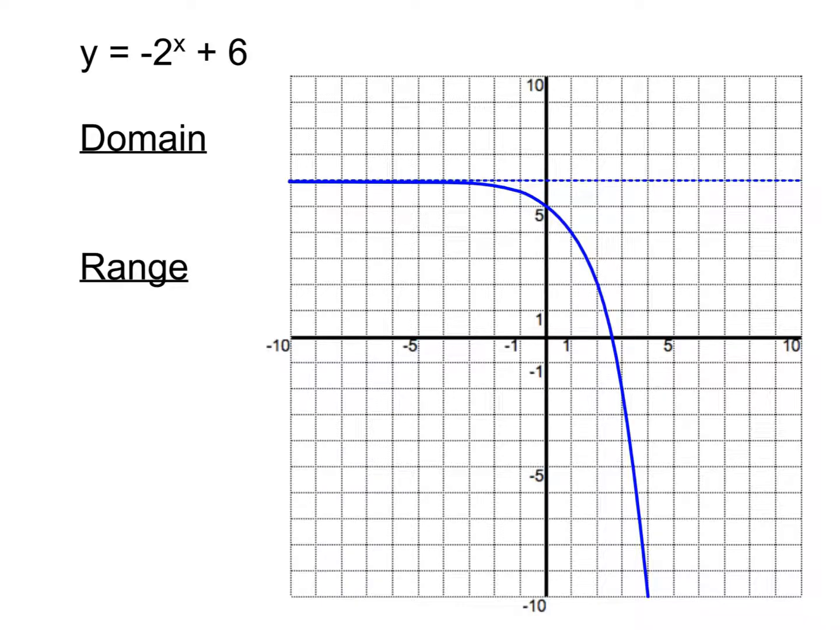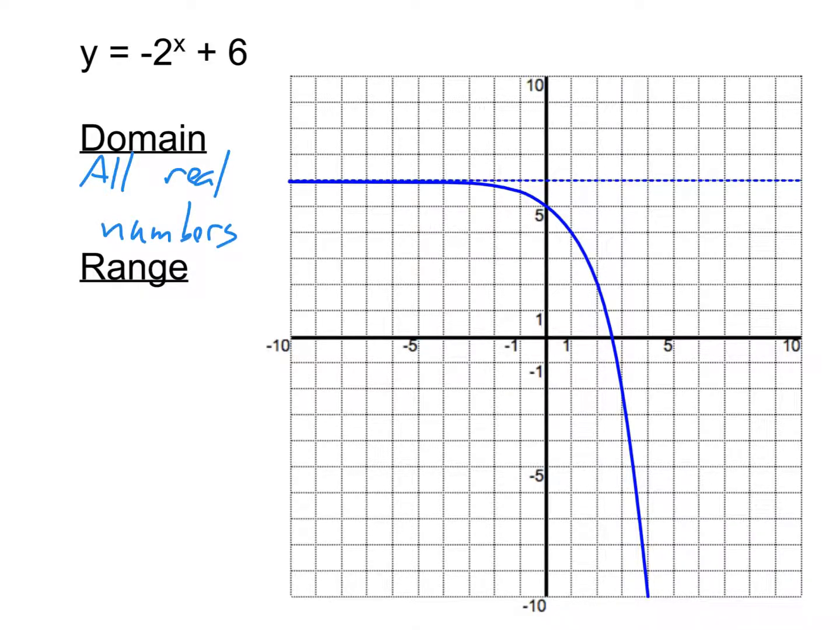Now that I can see the graph, I can talk domain and range. Now, in the last exponential we saw, the domain was all real numbers because it went forever left and forever right. That's going to be true of every exponential graph. So this one is also going to be all real numbers for my domain.